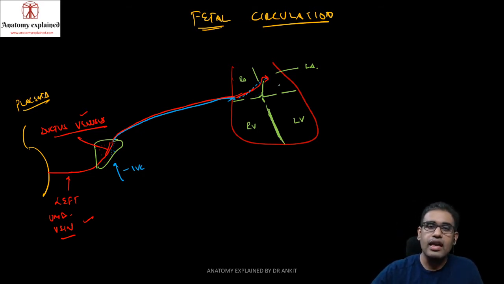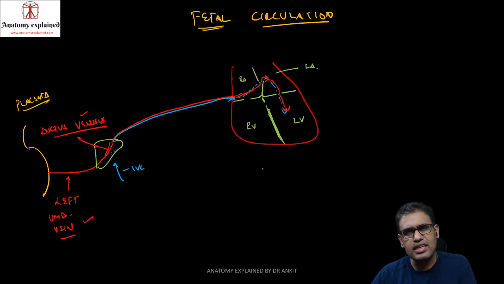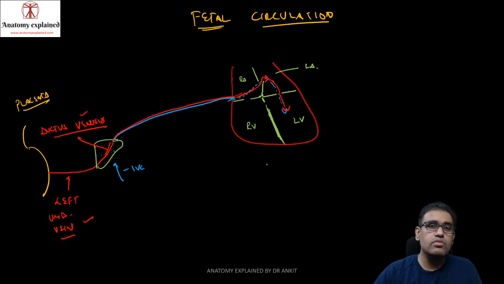Okay. Now from the LA what happens? The blood obviously has to go down into the LV. So this whole blood will go down into the LV. So the LV will have the same amount of blood as your LA. Now from the LV, which vessel is coming out? From the LV we know that the aorta comes out.